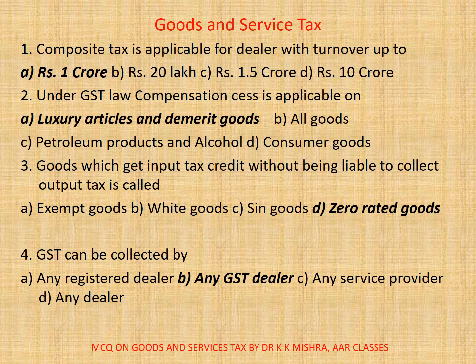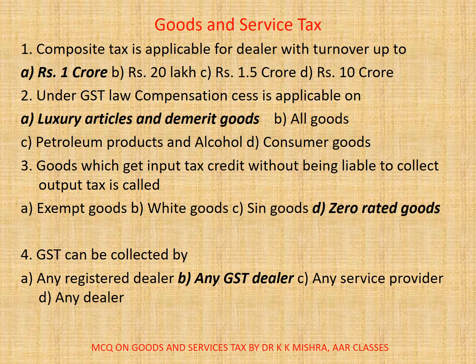Question number 1. Composite tax is applicable for dealer with turnover up to A. Rupees 1 crore, B. Rupees 20 lakh, C. Rupees 1.5 crore, D. Rupees 10 crore. Here correct option is A. Rupees 1 crore.